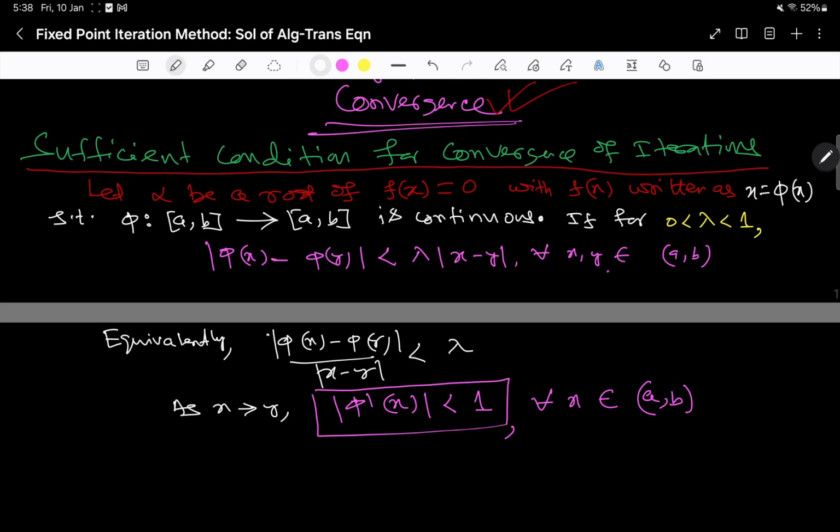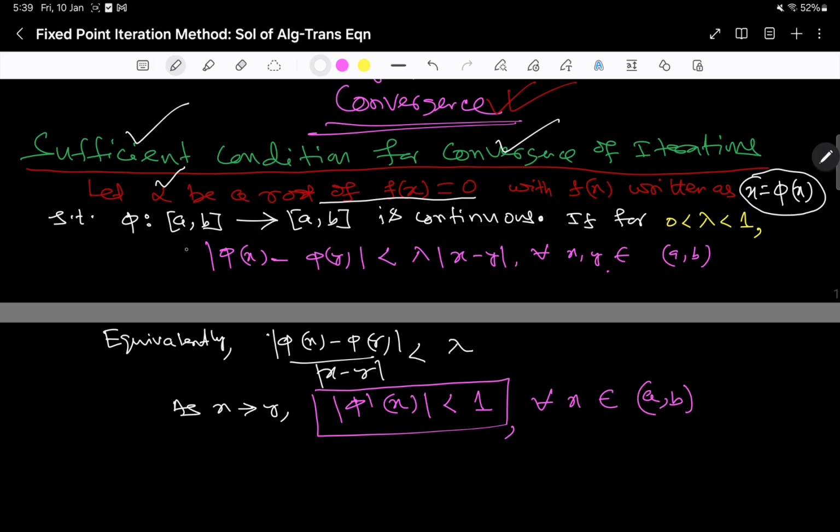So what is the sufficient condition for convergence? The condition is sufficient only. That means you are given a function f(x) = 0, and let alpha be a root. This f(x) is written in the form x = phi(x). Now this phi is a function from [a,b] to [a,b] and is continuous. Now this [a,b] contains your alpha.